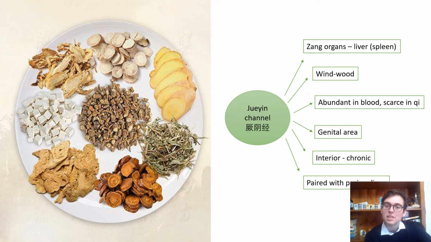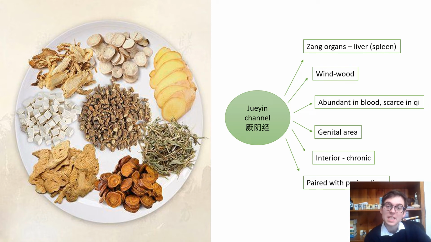Okay, so you can imagine that it's not a formula that will work very quickly. It's not supposed to work quickly. The Jueyin channel also goes to the genital area, which is a bit different from the Shaoyang, and that's why we use it. We have this Dangui and Baishao, and for all the gynecological problems.